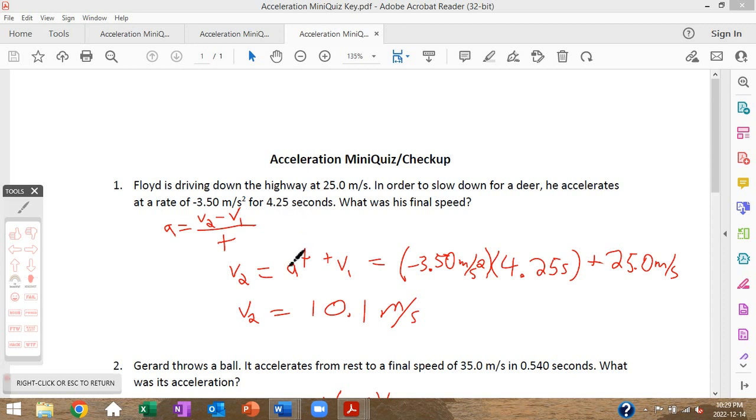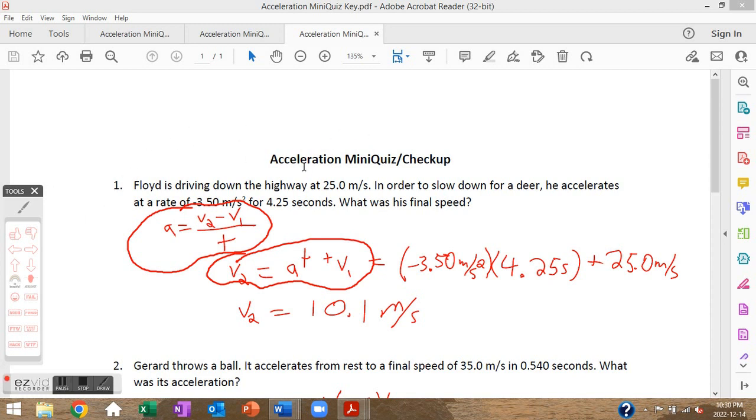Now, I've gone from my original formula here to the completely rearranged version here. What we did to do this, of course, is we multiply both sides by t, and that ends up with a times t is equal to v2 minus v1, and then we're going to add v1 to both sides, which leaves us with this here. Plugging all our numbers into where they belong, his final speed was 10.1 meters per second.